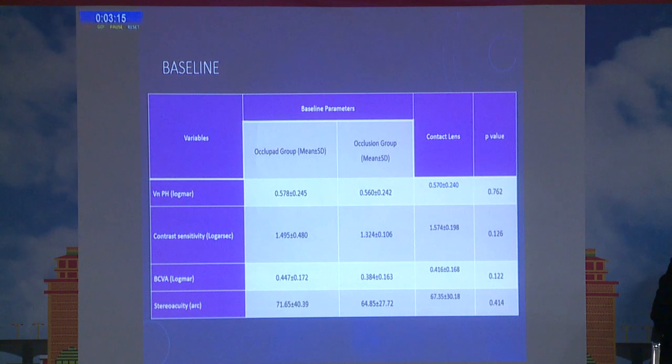The best corrected visual acuity was 0.44 in the OccluPad group, 0.384 in the occlusion group, and 0.416 in the contact lens group. And the stereo acuity was 71.65 in the OccluPad group, 64.85 in the occlusion group, and 67.35 in the contact lens group.